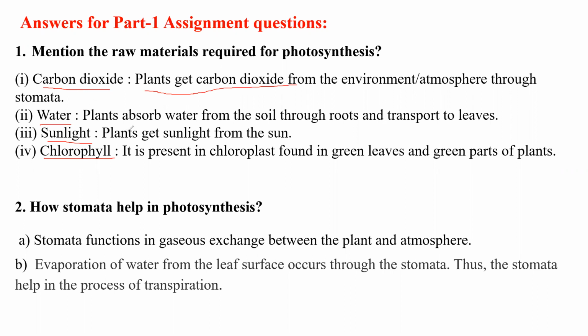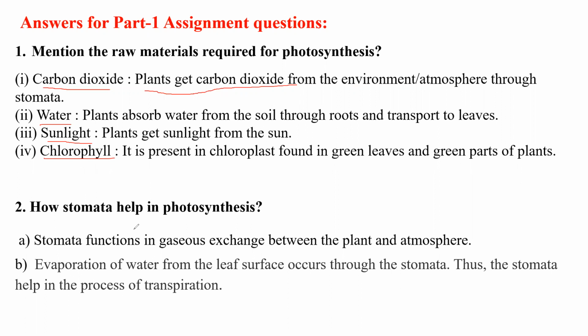Number 2, water. Plants absorb water from the soil through roots and transport it to leaves. Number 3, sunlight. Plants get sunlight from the sun. Number 4, chlorophyll. It is present in chloroplasts, found in green leaves and green parts of plants. This is the answer for the first question.